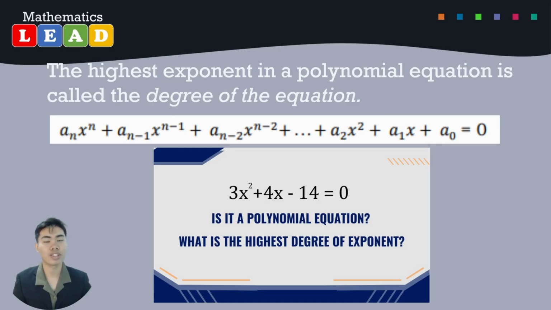Let's have an illustrative example for you to understand it better. 3x squared plus 4x minus 14 equals 0. Is it a polynomial equation? Yes, it is, because there are no negative integers or rational exponents present. What is its highest degree of the exponent? Very good. It is second degree.